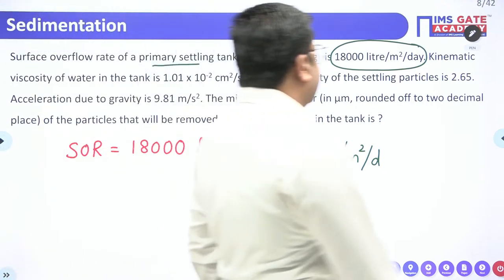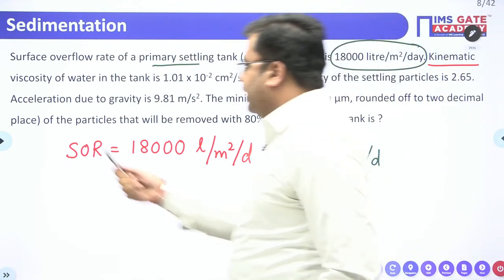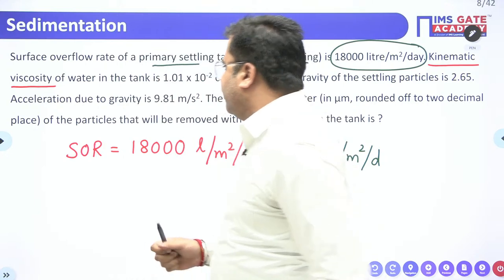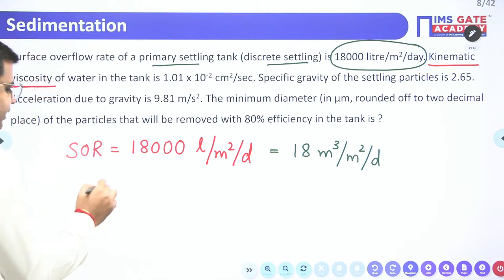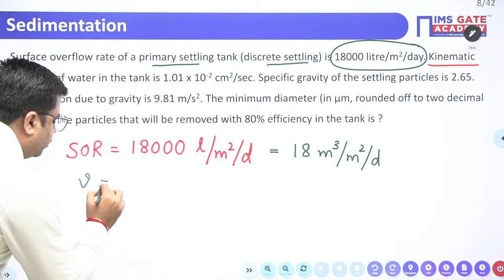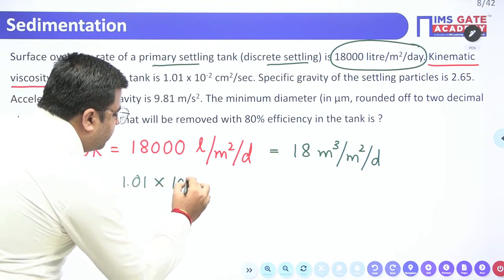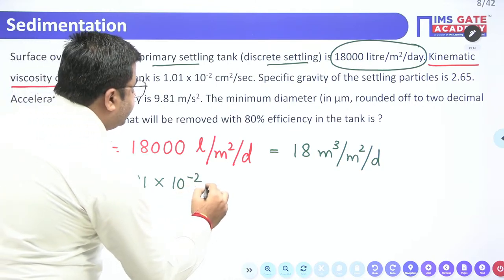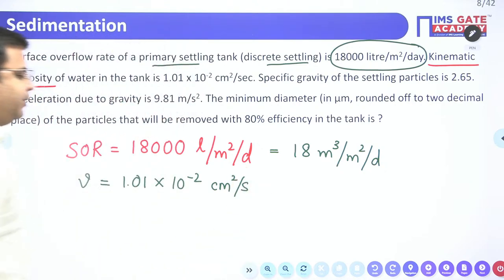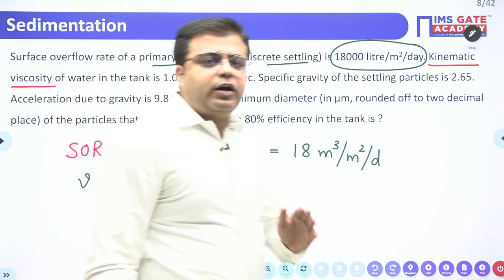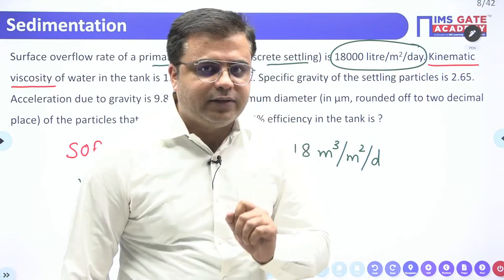Now reading the question further, the kinematic viscosity of water in the tank is 1.01 into 10 raised to power minus 2. Let me write this also. So the kinematic viscosity nu is equal to 1.01 into 10 raised to the power minus 2 centimeter square per second. So this is my kinematic viscosity. In the expression for calculating the settling velocity, dynamic viscosity is used, not the kinematic viscosity.